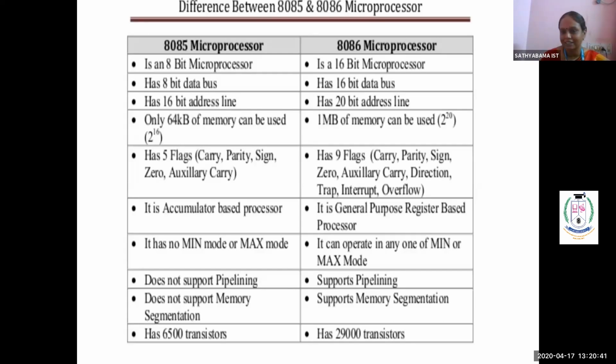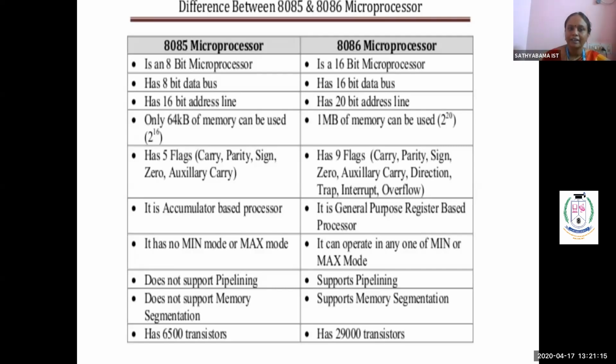Then flags. We all know that depending upon the arithmetic result, the flag will be set. Here we have studied 5 flags, but in 8086 there are 9 flags. The flags are held in the flag register, and while learning about the register architecture, you will learn the details. The common flags are carry flag, parity flag (odd parity, even parity), sign flag, zero flag, and auxiliary carry flag. Apart from that, we have 3 more flags: direction flag, trap flag, overflow flag, and interrupt flag.